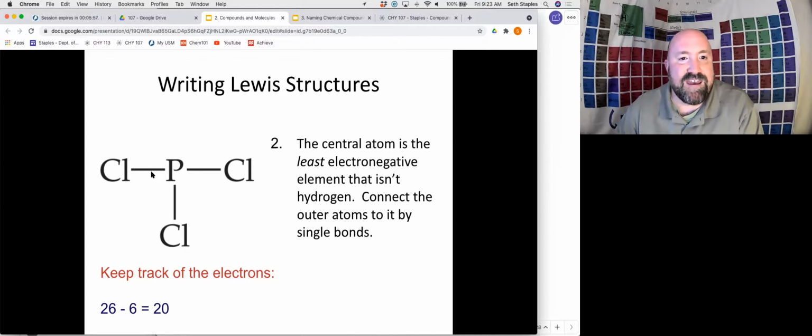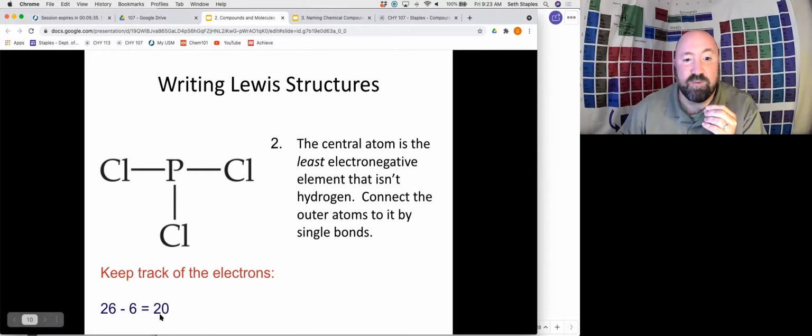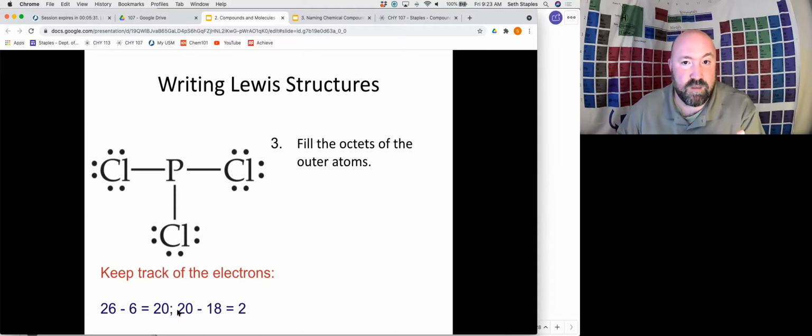And then you're going to put the others around on the outside, and connect each of those to the central atom with 1 bond. Now we have to remember that each of these bonds represents 2 electrons. So let's keep track of our electron count. We've placed 2, 4, 6. We had 26, we've placed 6. We still have 20 more electrons that we need to place. And so we're going to start that process then.